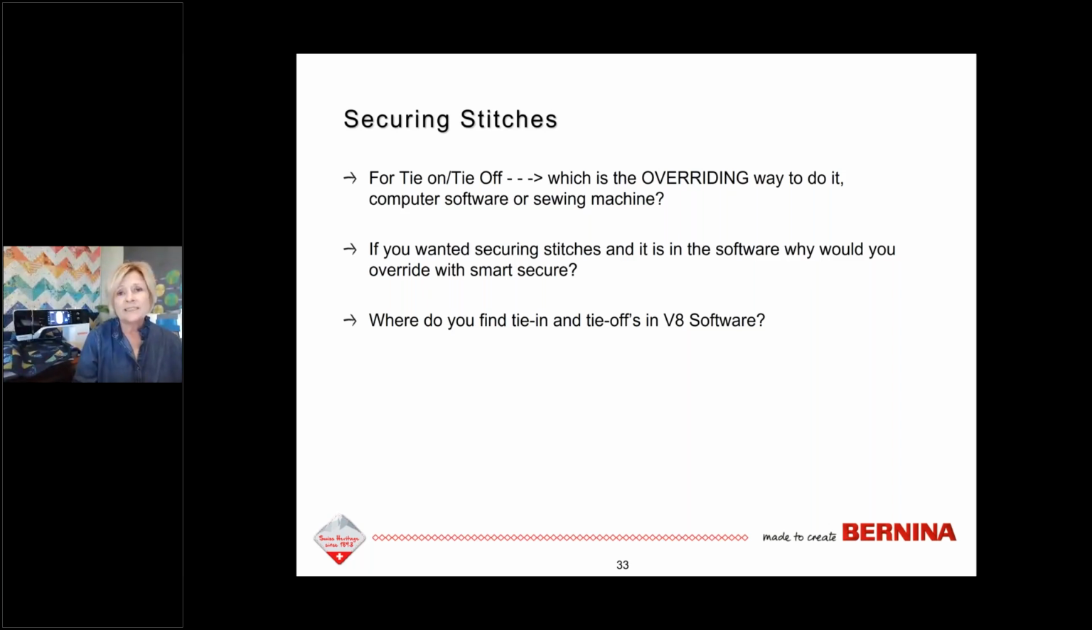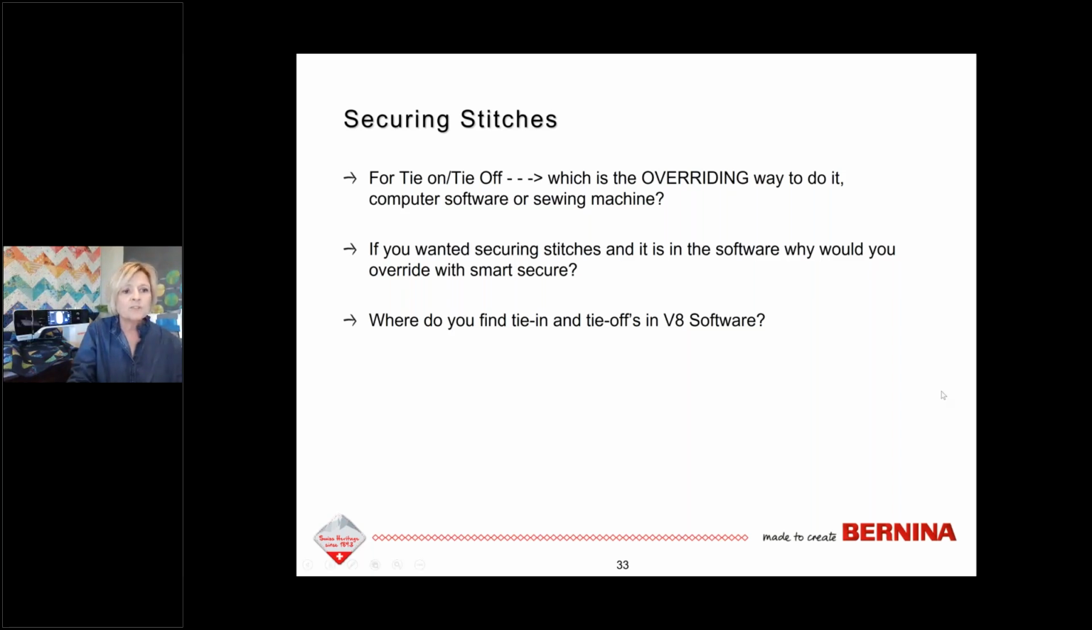And so if you take that design into your computer, then your computer is overriding what the digitizer digitized on that design. If you take that design and you bring it into the sewing machine, the only thing that the Smart Secure feature will do is add the securing stitch if the design doesn't have it. And so in that case, the machine would override what the design has not digitized in terms of securing stitches. So I hope that answered your question there.